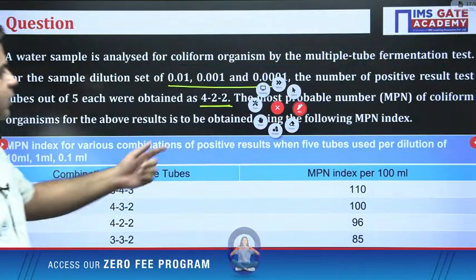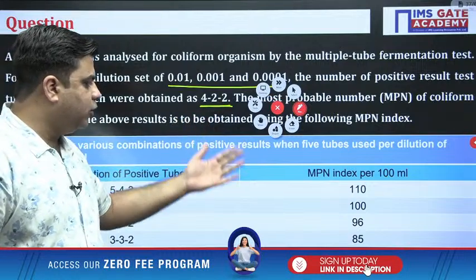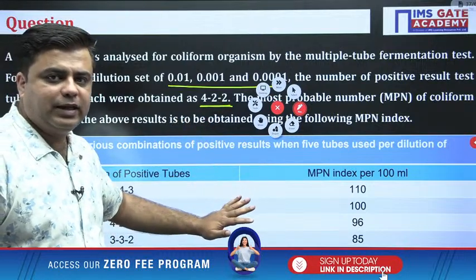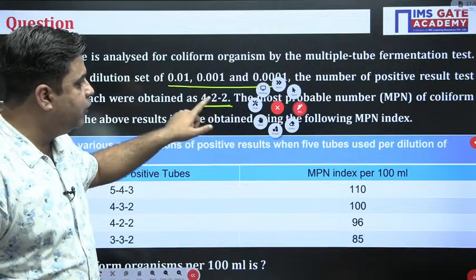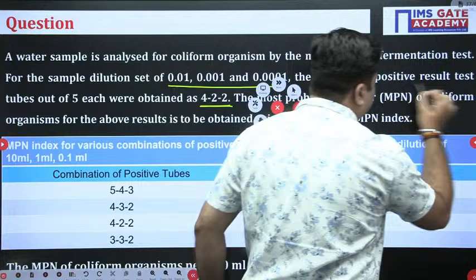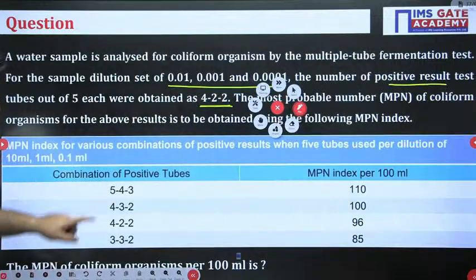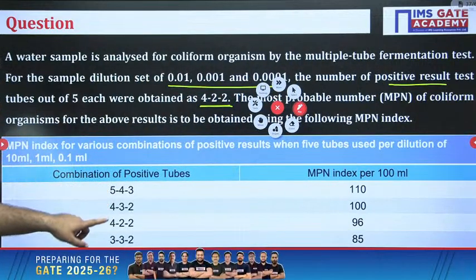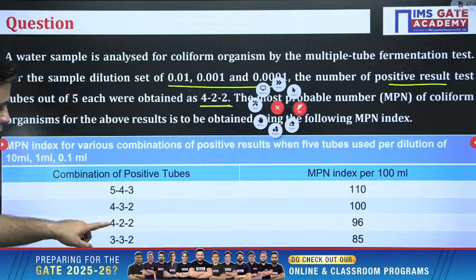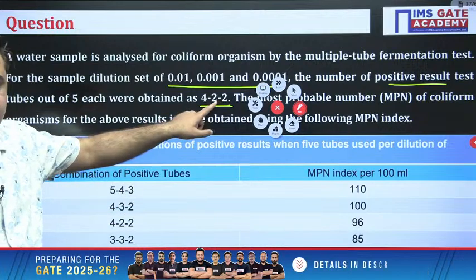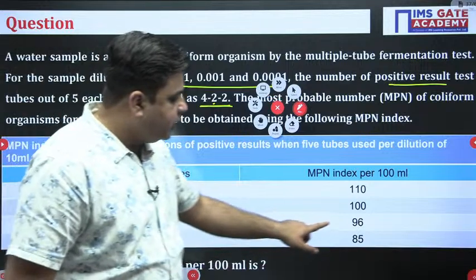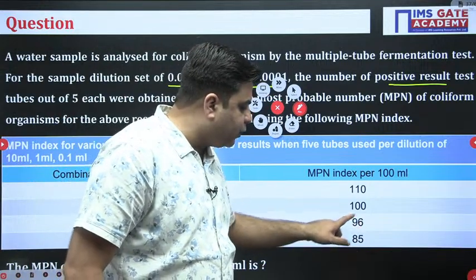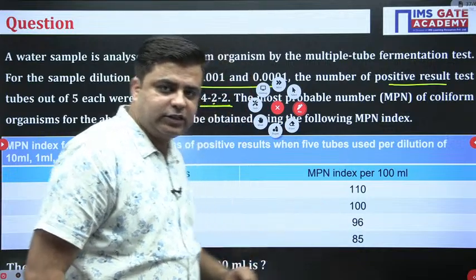Okay, now sir, how do we do this question? Simply observe the number of positive tubes and observe this table without looking at anything else. Just find the combination where this combination of number of positive tubes is there. You can check, first is not there, second is not there, but this third combination has the same number of positive tubes. Corresponding to this third combination, just observe the MPN value. So the MPN value from the calibration chart is 96.